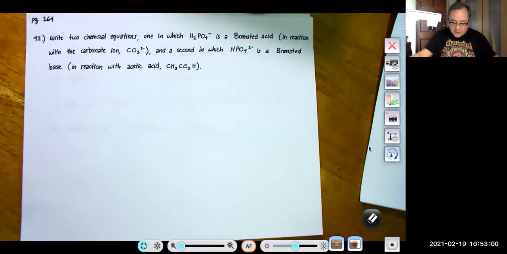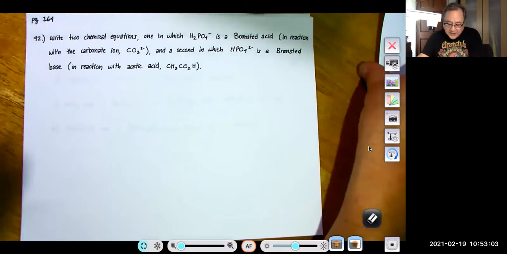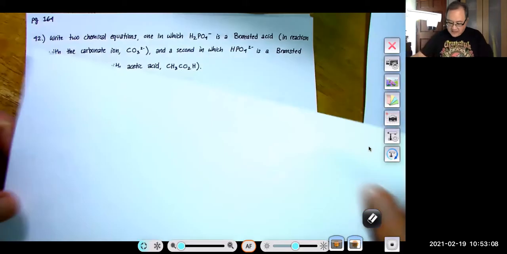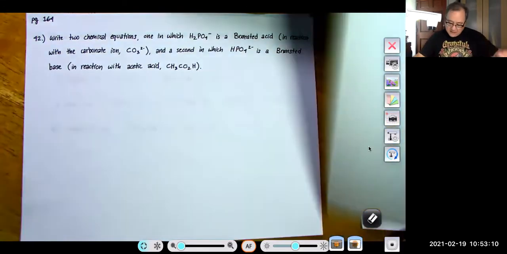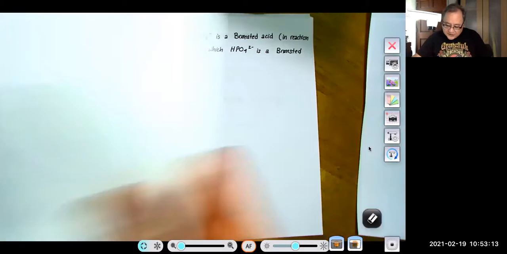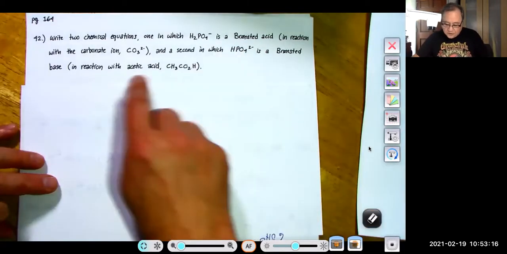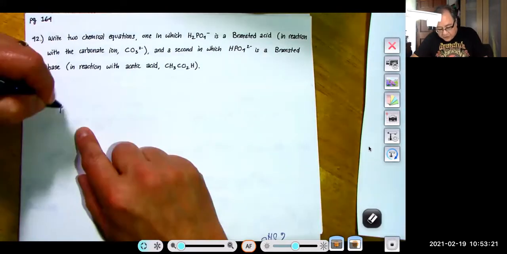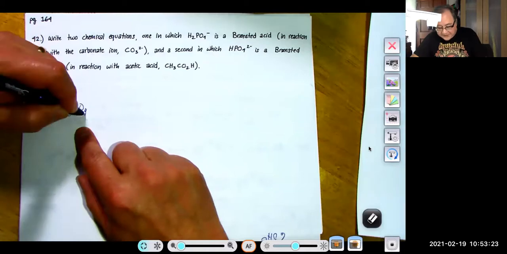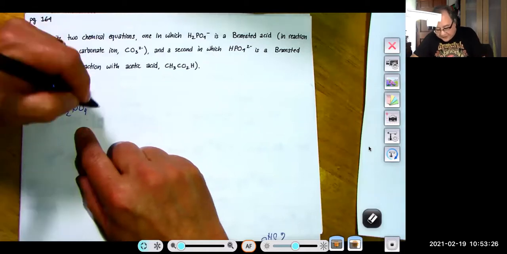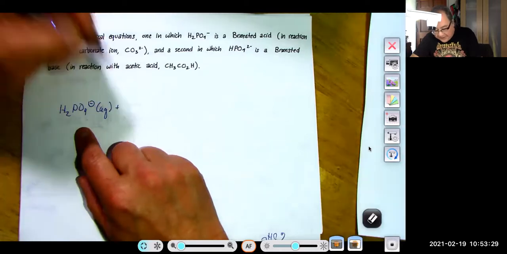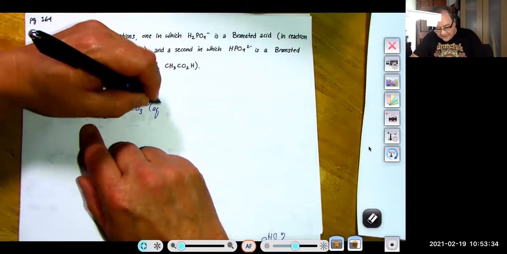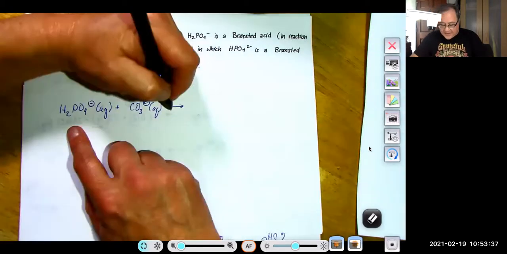Write 2 chemical reactions, one in which H2PO4 is a Bronsted acid, and the second in which this is a Bronsted base. So they tell us what it's going to react with. So here, H2PO4 minus, and this is going to be aqueous, and the carbonate is going to be aqueous. And this is a weak acid, so it'll probably do something like that.